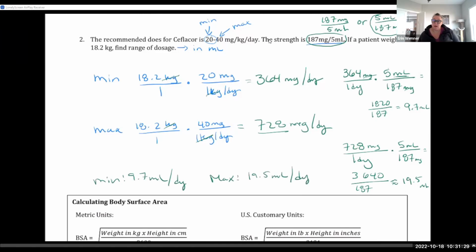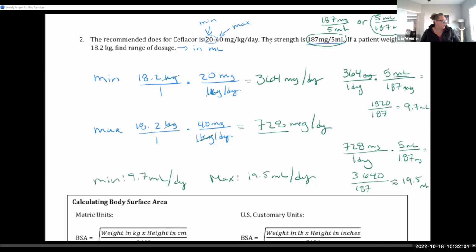We may be given a problem where we're given what the doctor has ordered and also given the recommendation, and we have to determine whether that order is within the range of the recommendation or not. This is not one of those problems. We're just figuring out what that range is, but we may be taking it a step further. So the order, like if the doctor ordered a prescription, would have to be between 9.7 milliliters per day and 19.5 milliliters per day.